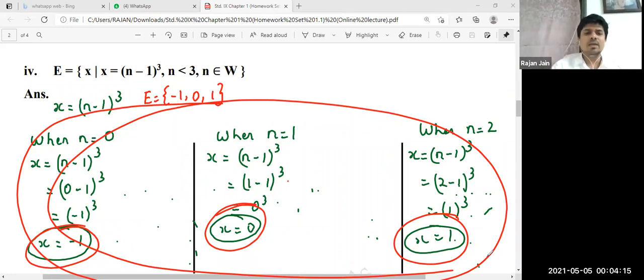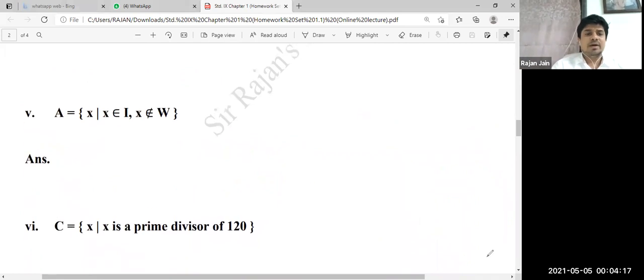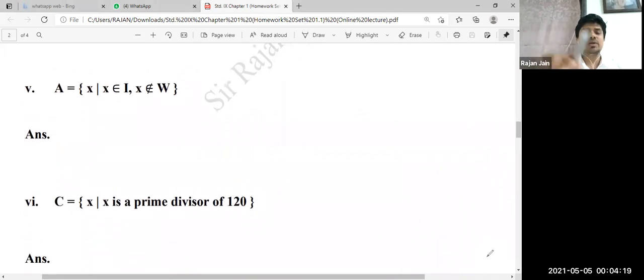Going to the next one, question number 5. Few students might have a confusion over here. Look at the question: A is a set of all x. There are two conditions given. x should be an integer, but the second condition, x should not be a whole number.